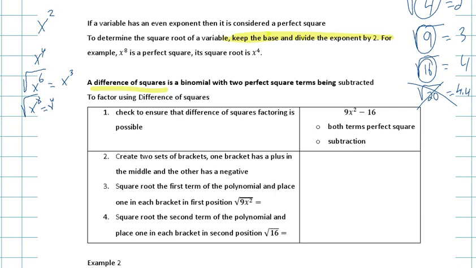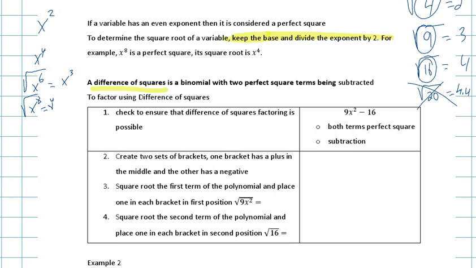Okay? Are we following? So you must have two terms, not more, just two. Both of them must be squared, and there is a minus in between. If any of these check marks is not there, then you can't use this method. So, check to ensure that difference of squares factoring is possible.